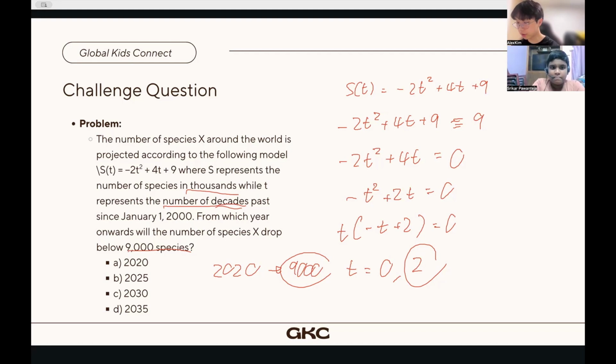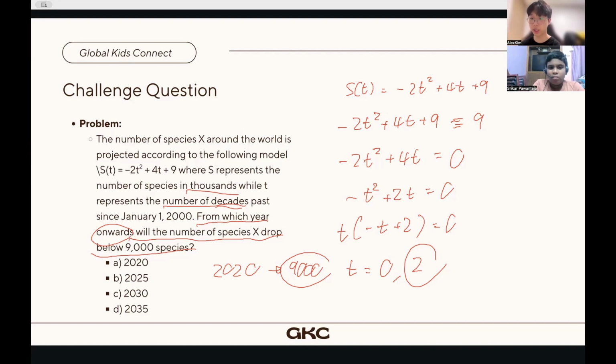Okay, I see. At a year that is slightly greater than 2020, or a time slightly later than January 1st, 2020, the species X will drop because it was a downwards opening parabola. The greater the t, the lower the y value. This is an important part where you have to read the question very carefully. If you go back to the question, it says, from which year onwards will the number of species X drop below 9,000 species? The key word here was the word onwards.